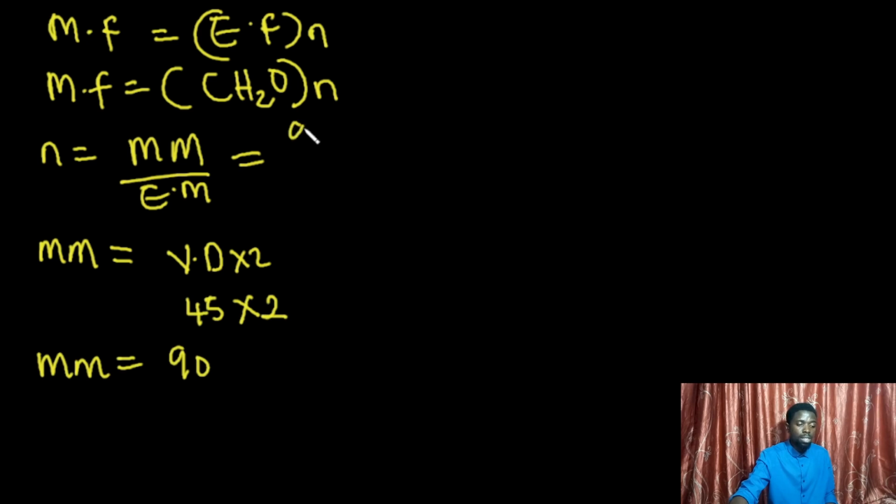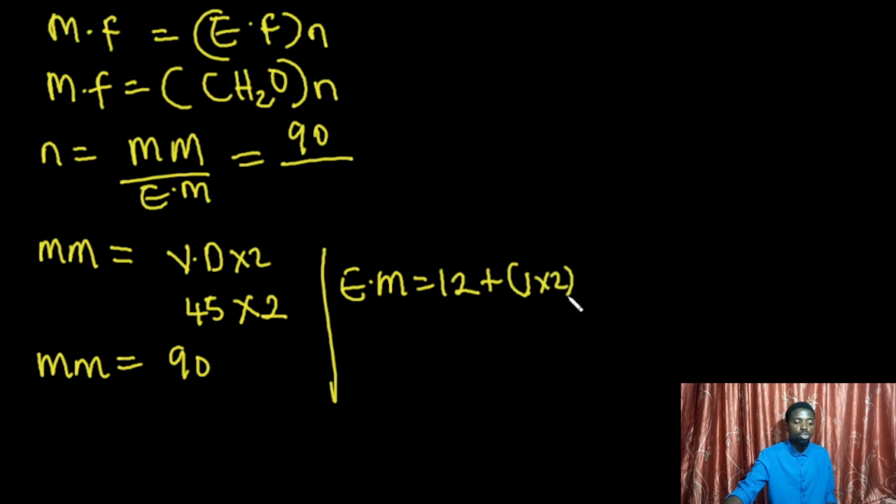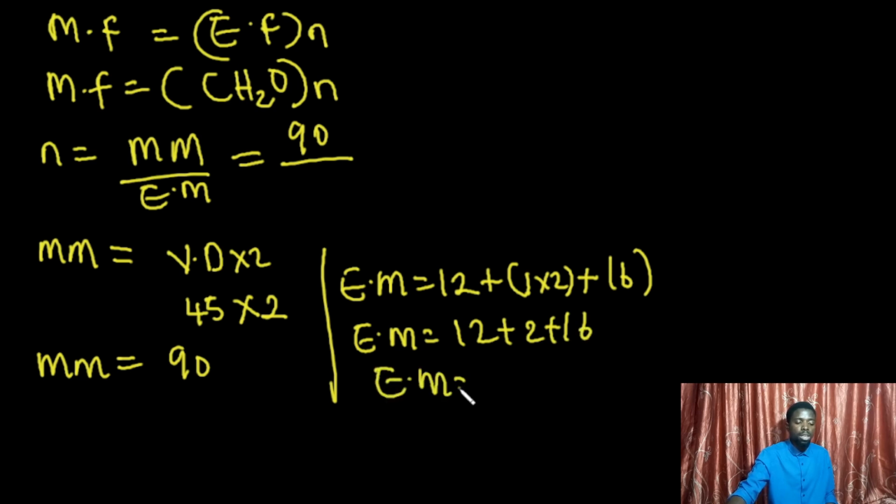So you're going to have 90 divided by the empirical mass. Now let's find the empirical mass. The empirical mass, as I said, is the mass of the constituent elements in the empirical formula. We have one carbon atom, and the mass of carbon atom is 12, plus 2 hydrogens, so plus hydrogen's atomic mass, 1, times 2, then plus finally oxygen, which is 16. So the empirical mass is 12 plus 2 plus 16, therefore 30. So we'll have 90 divided by 30, which is going to give you 3. So our n value is 3.